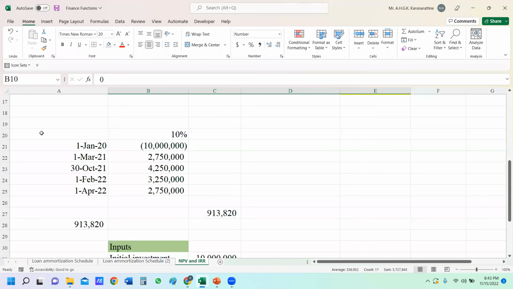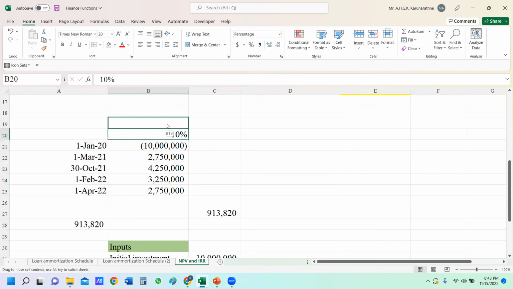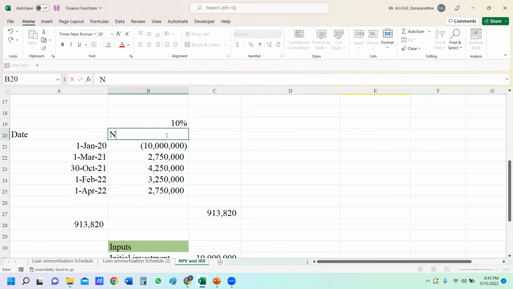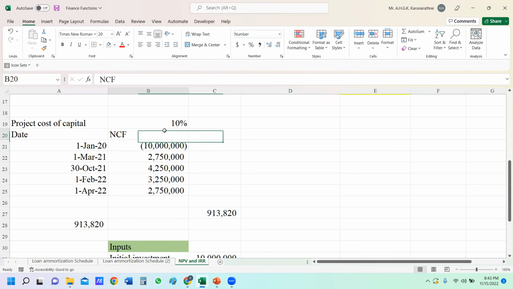Okay, these are the inputs. Let's say this is the date on which the cash flows occur. This is the net cash flows. And this is for the cost of capital.